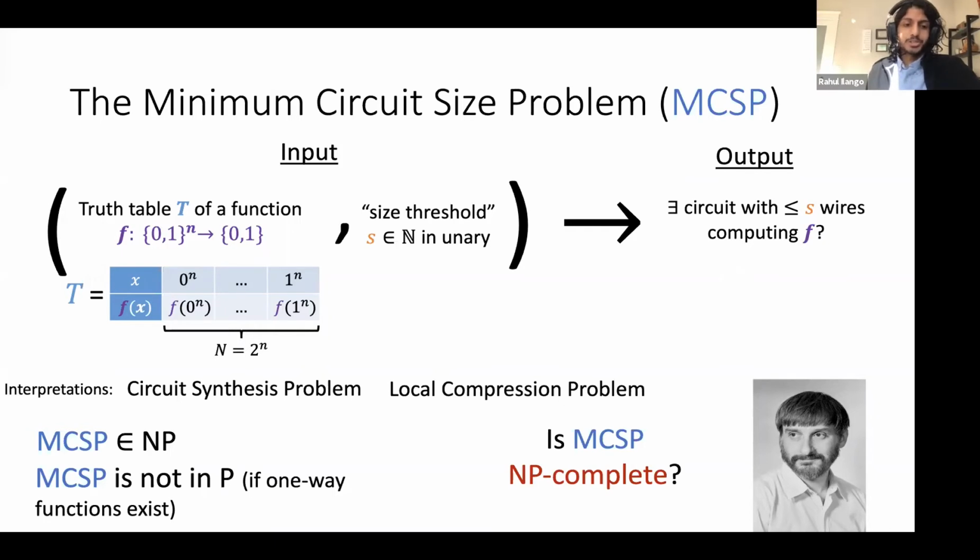Okay. Any questions about MCSP and what we know about it? Cool.